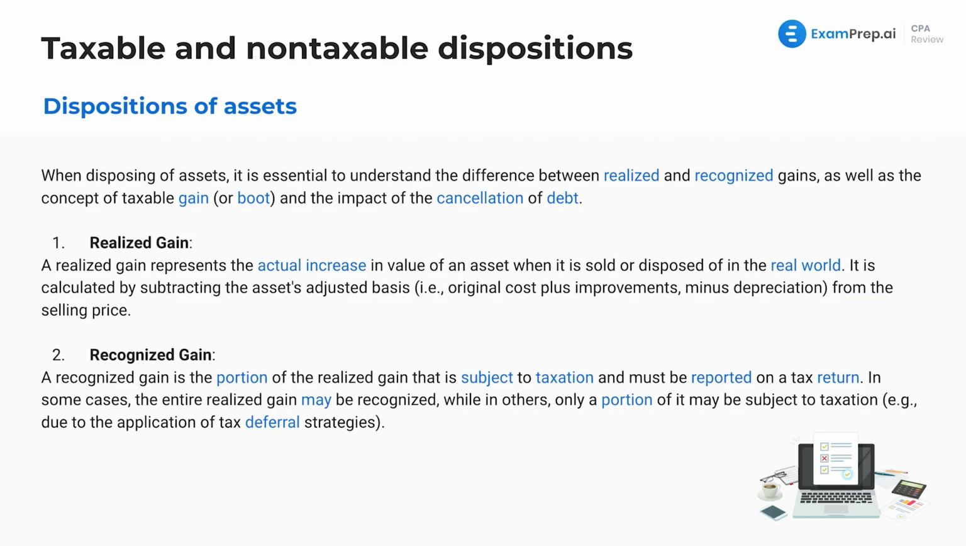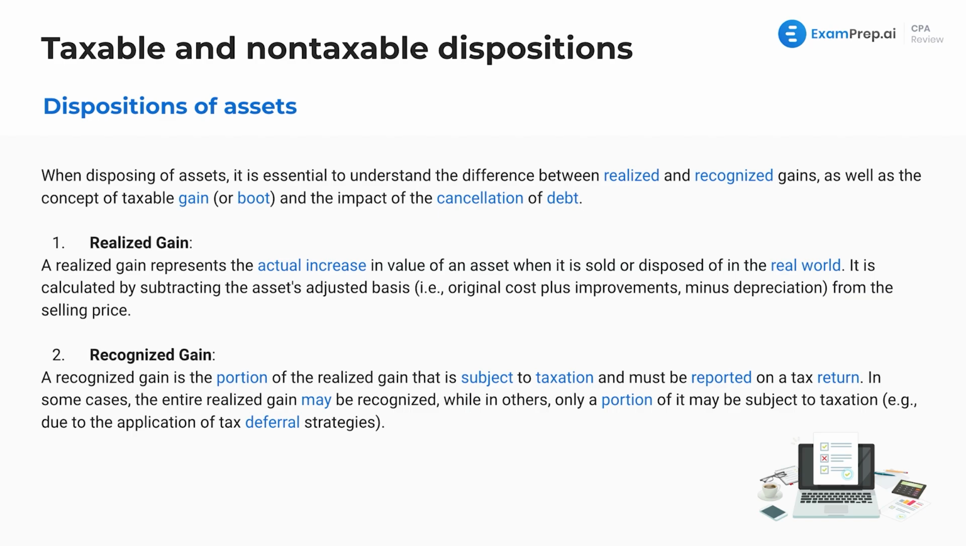A realized gain represents the actual increase in value of an asset when it's sold or disposed of in the real world. It's calculated by subtracting the asset's adjusted basis, which is the original cost, plus improvements, minus any depreciation. That's obviously important as well, even in the cost recovery lesson, everywhere else like that, from the selling price. Over the recognized gain, this is the portion of the realized gain that is actually subject to taxation and must be reported on a tax return.